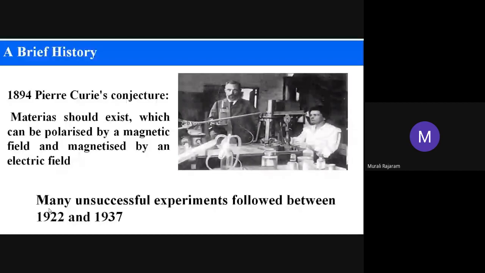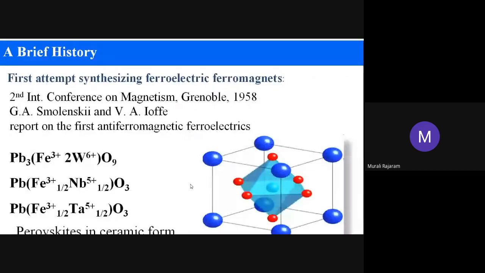Okay. So after the invention of ferroelectric materials, there were many unsuccessful experiments between 1922 and 1937 on this class of materials, magnetoelectric materials, because they had predicted so many applications for them, but unfortunately they couldn't succeed in growing a material with both properties, so it was unsuccessful. And around 1958, the Russians started working on a simple class of materials called perovskite materials.